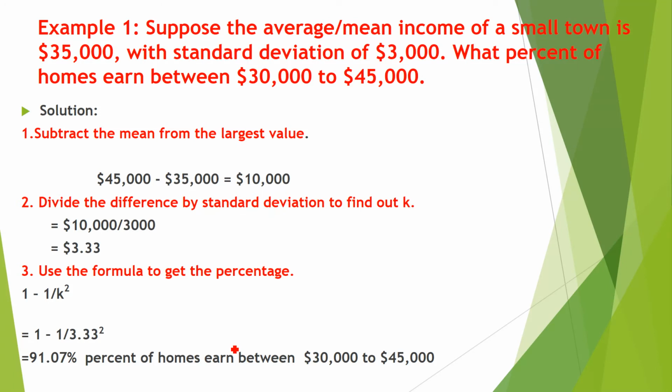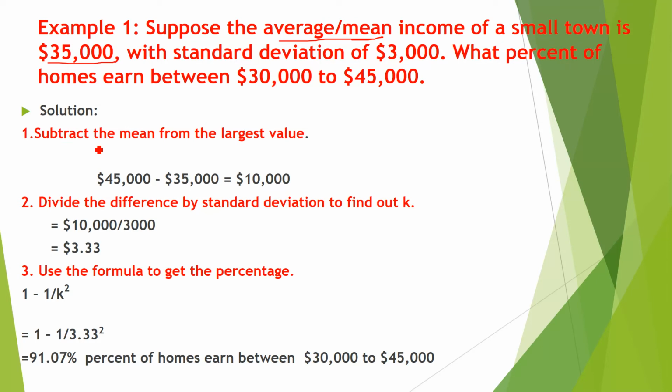Here I have set a few examples to understand this theorem. Suppose the average income of a small town is 35,000. Suppose there are 2,000 or 3,000 people, whatever, but their mean income is 35,000 per house with a standard deviation of 3,000. What percent of homes can earn between 30,000 and 45,000? What is the percentage of homes that can earn between 30 and 45,000?